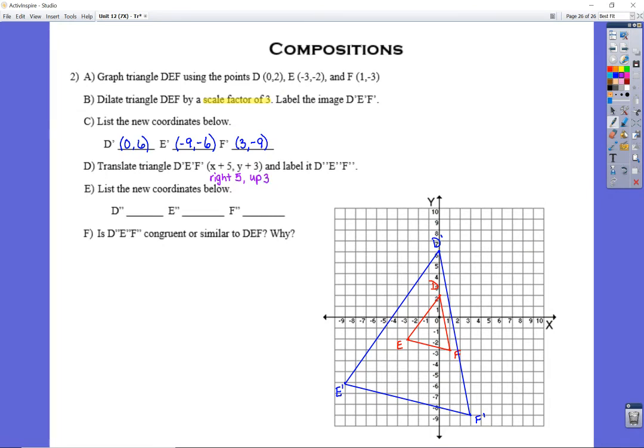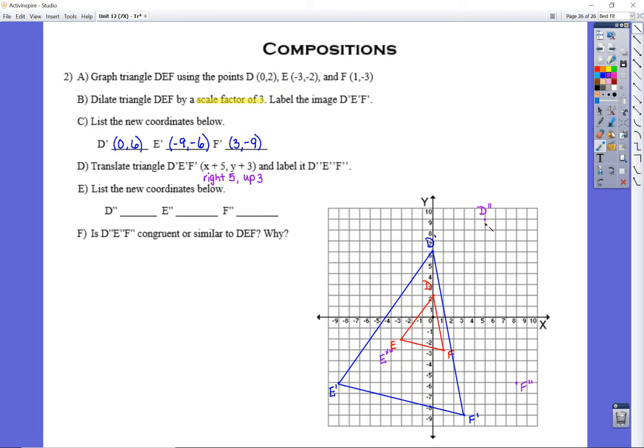So we are now going to take each of those coordinates, D prime, E prime, and F prime, and we're going to shift them to the right 5 and up 3. Starting with D prime, 1, 2, 3, 4, 5 to the right, and 1, 2, 3 up. This is D double prime. E, 1, 2, 3, 4, 5 to the right, and 3 up. This is E double prime. And F, 1, 2, 3, 4, 5 to the right, and 1, 2, 3 up. This is F double prime. Once you have those plotted, connect your vertices with a straight edge.